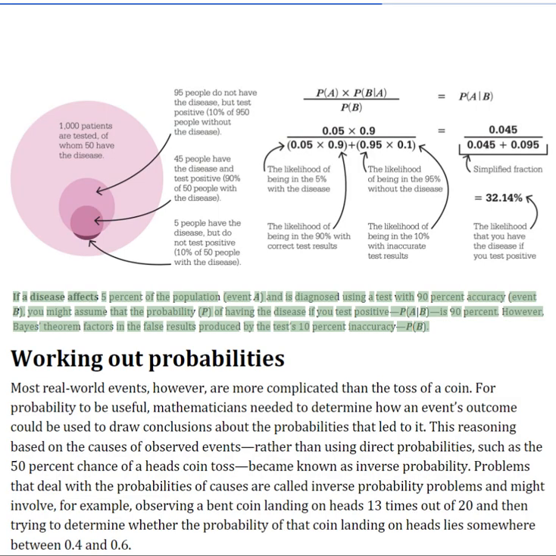If a disease affects 5% of the population and is diagnosed using a test with 90% accuracy, you might assume that the probability of having the disease if you test positive, p, is 90%.